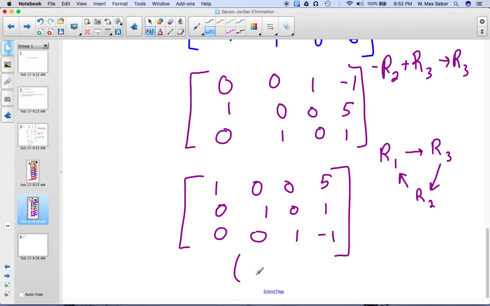So now we have that 5, 1, -1 is the solution. X equals 5, y equals 1, z equals -1. You could have read it off from this line as well. Z equals -1, x equals 5, and y equals 1.